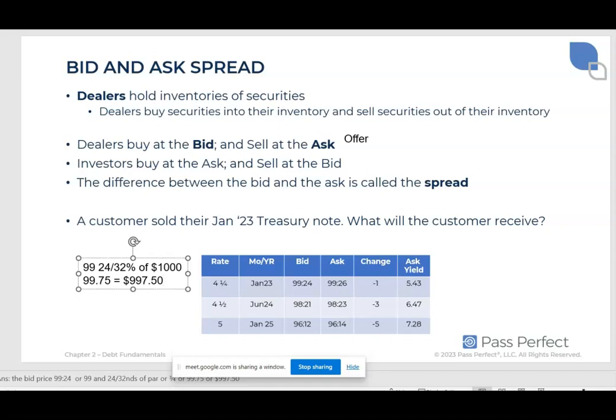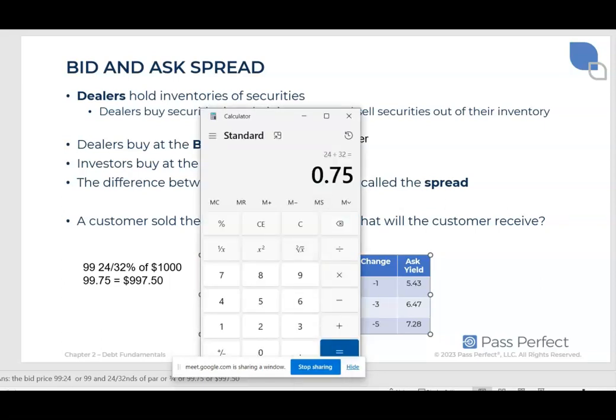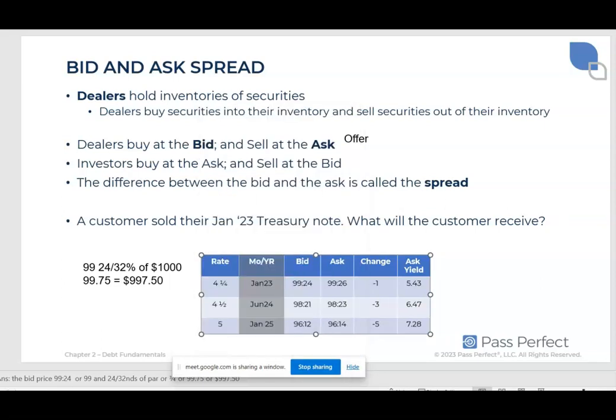Like this one here. What about the January 25 Treasury with a quote of 96.12? Can you tell me what that is? How would you work that out into dollars and cents? 96.12.